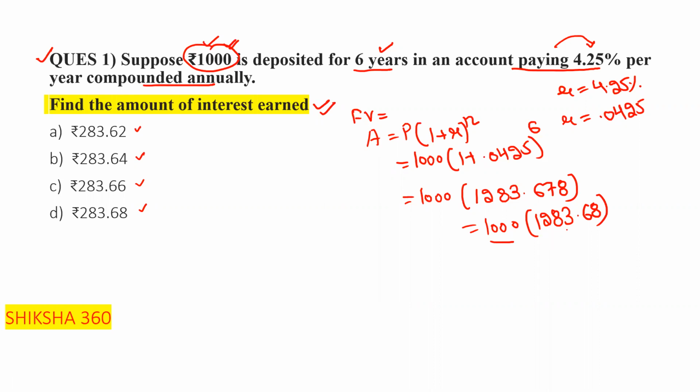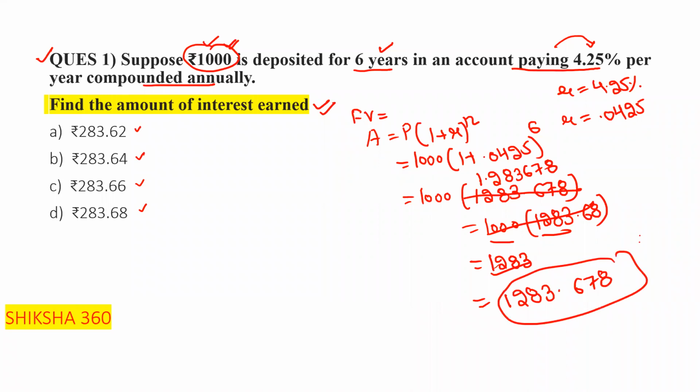When we solve this, 1.283678. I will write it directly. 1000 into 1.283678, when we multiply this, we get 1283.678. This is the amount which we will get here.